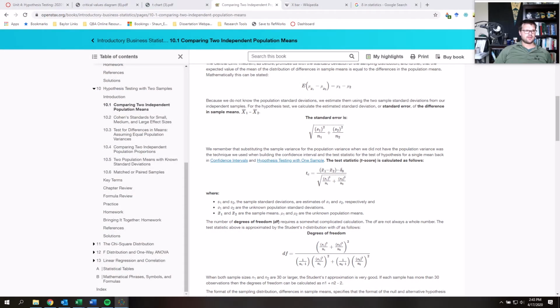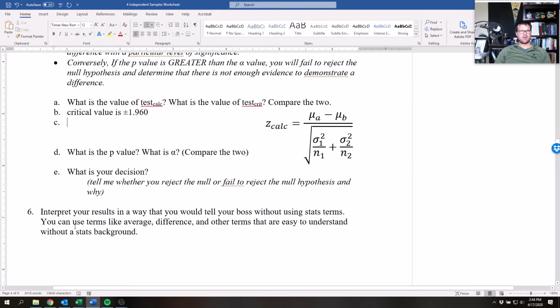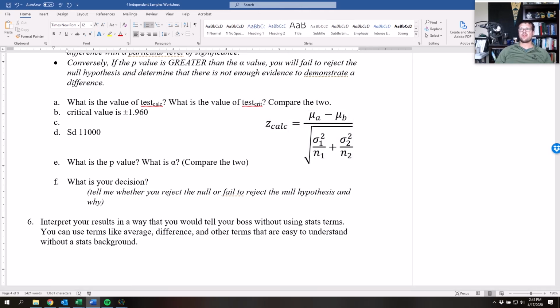However, in this case, we don't even have to do this, and the reason why is because the question already gives us the standard deviation of the companies, and the standard deviation of the companies is going to be 11,000. So it says standard deviation, or you can say standard error, it basically is treating it company by company.